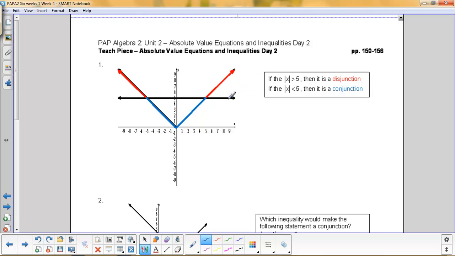Absolute value day 2, focus on inequalities of absolutes. Notice in a graphical representation that your disjunction occurs above the line for this particular example, and your conjunction occurs below the line in this particular example.